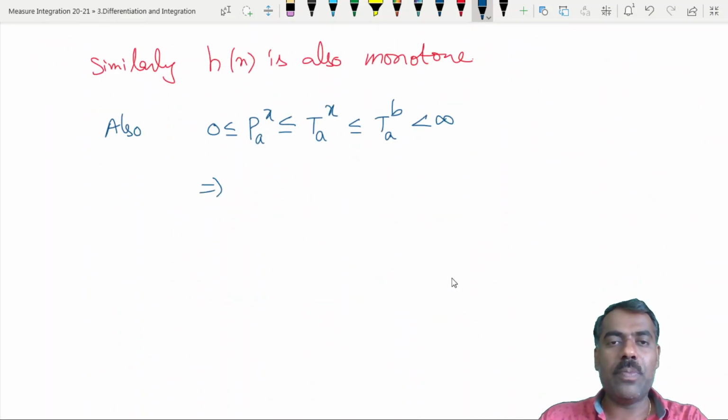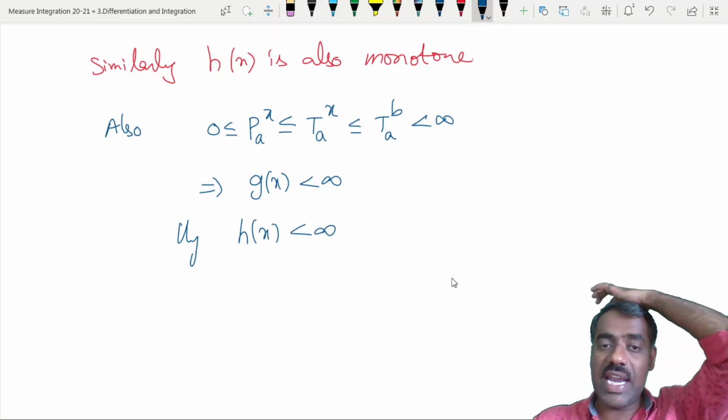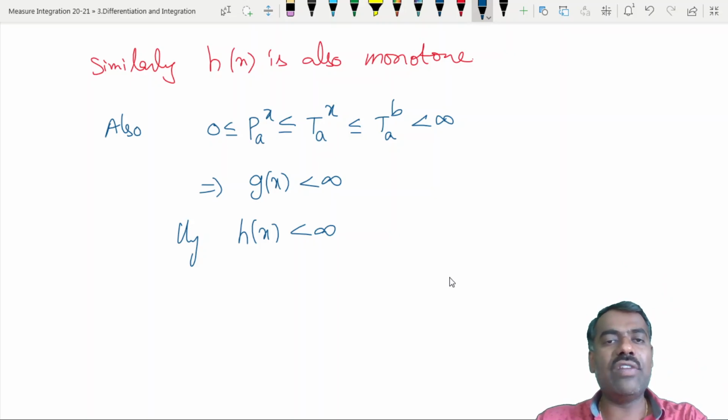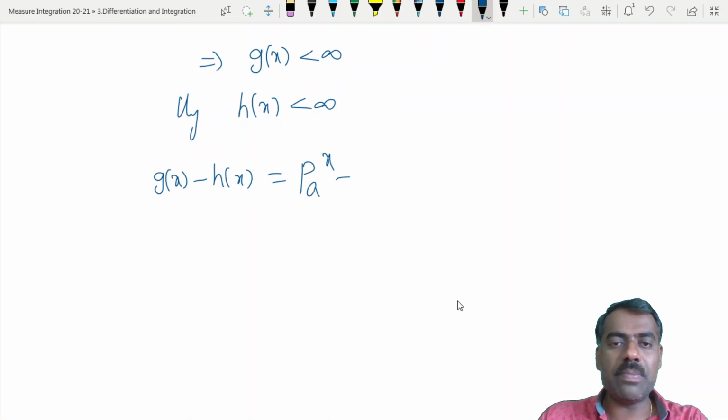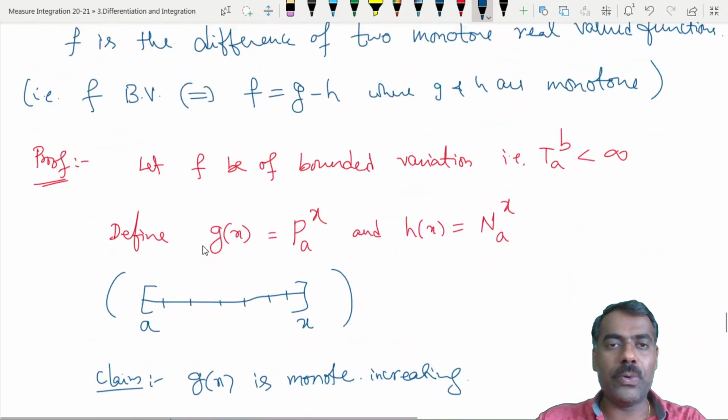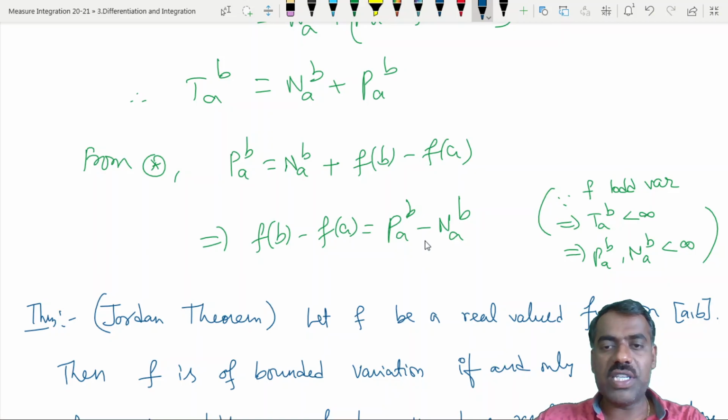This implies our Pa of x, which is nothing but g of x, is also finite. So similarly, our h of x is also finite. Therefore, g and h are monotone real valued functions, such that, what can you say about g of x minus h of x, which is equal to Pax minus Nax. Now, by the lemma we just proved, Pab minus Nab is nothing but f of b minus f of a. So therefore, Pax minus Nax is f of x minus f of a.